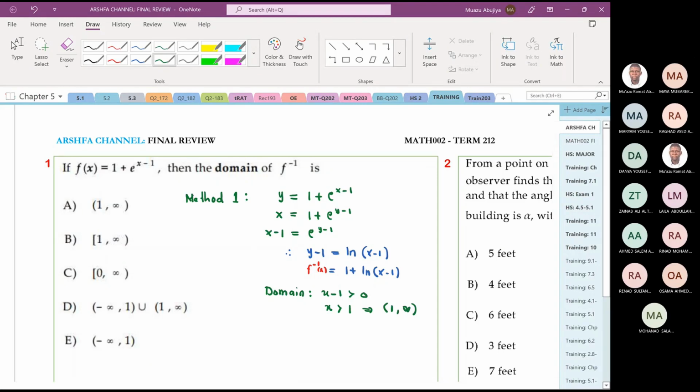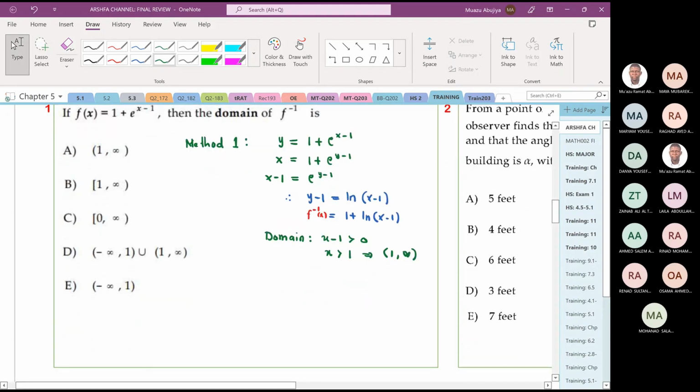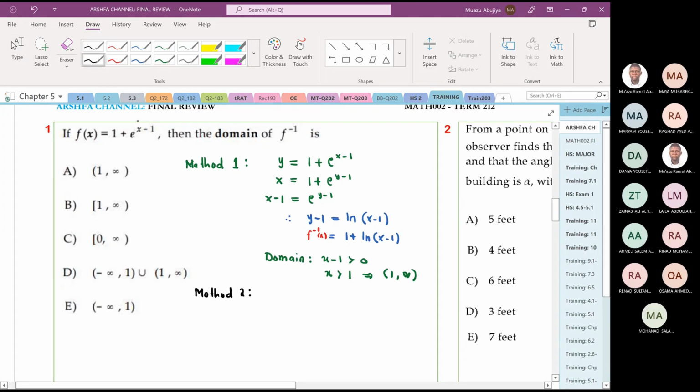Now, what is the other method? The other method is much easier than this one. So let us call it, for example, method 2. By method 2, we are given the exponential function, and we are going to find its range. We know that the domain of f inverse is going to be equal to the range of the function f. This we know. Now, we are going to find the range of f.